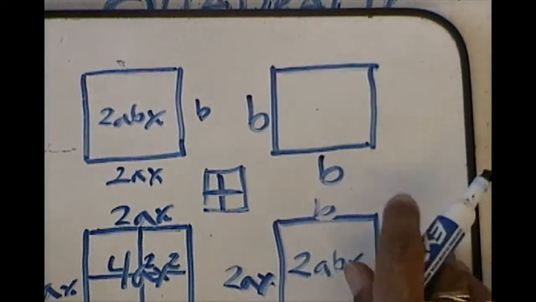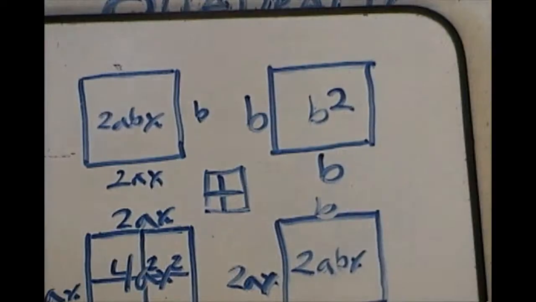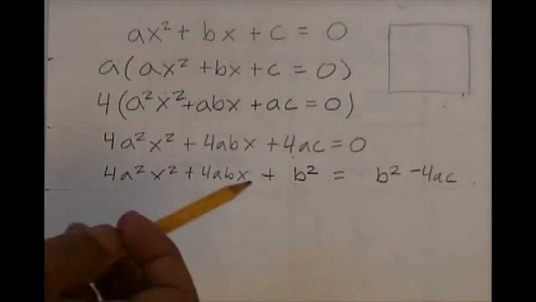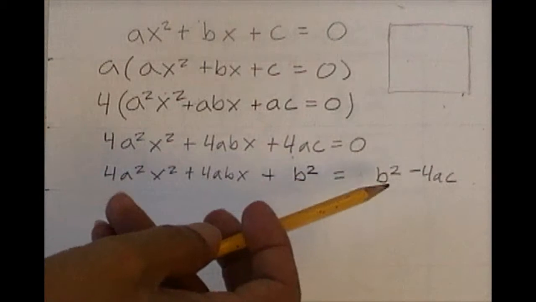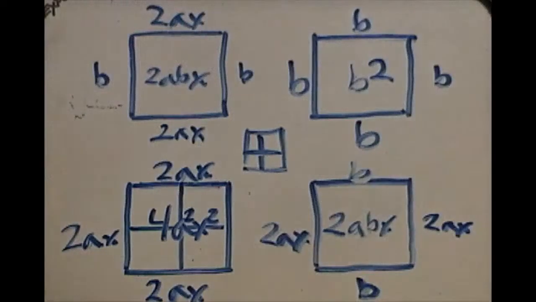So what goes in there to complete the square? Just b squared. Super easy. See that? That's how we complete the square with b squared. Of course, I have to add it here, so I have to add it there. Oh, look, b squared minus 4ac. Oh, we're almost there. So what's one side of that?